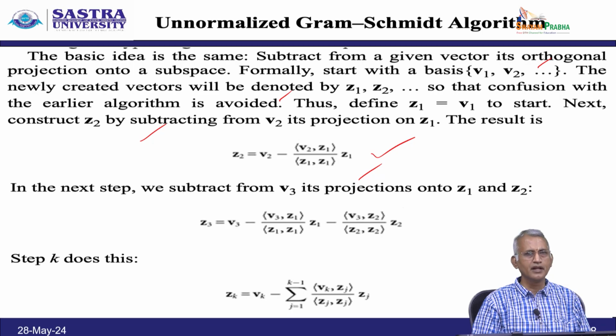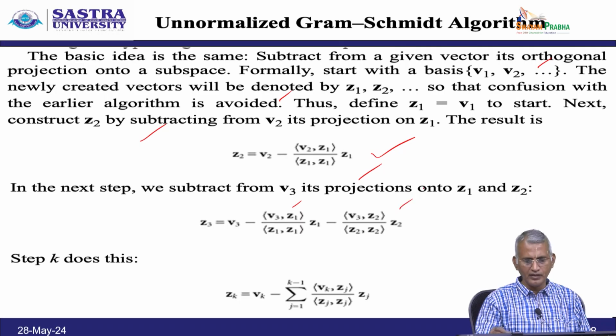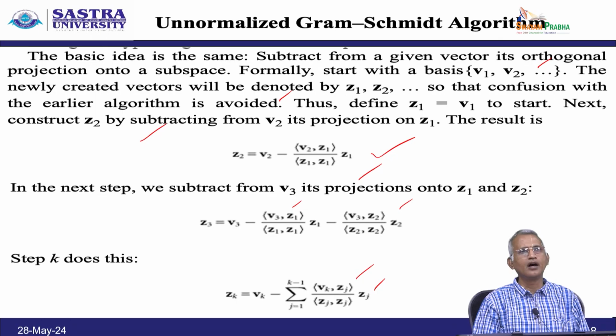Therefore, Z3 equals V3 minus inner product of V3 and Z1 divided by inner product of Z1 and Z1, times Z1, minus inner product of V3 and Z2 divided by inner product of Z2 and Z2, times Z2. This way we find Z3. In step k, in general, Zk equals Vk minus the summation over j equal to 1 to k minus 1 of inner product of Vk and Zj divided by inner product of Zj and Zj, times Zj. This way we can do the unnormalized orthogonalization process of the Gram-Schmidt algorithm.